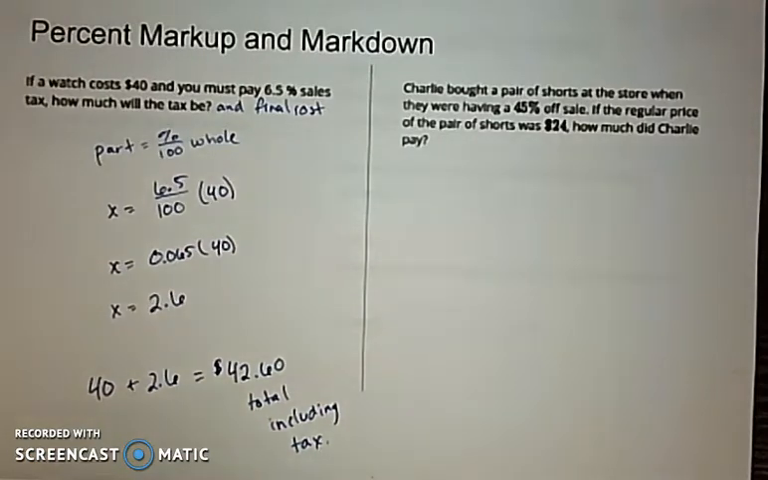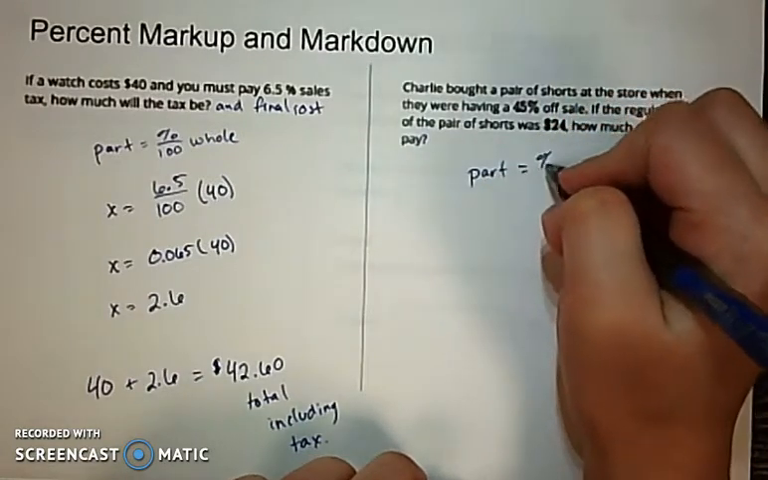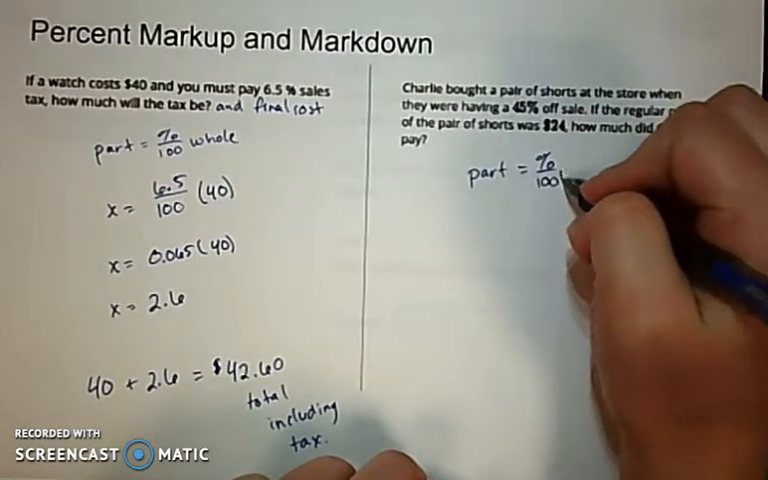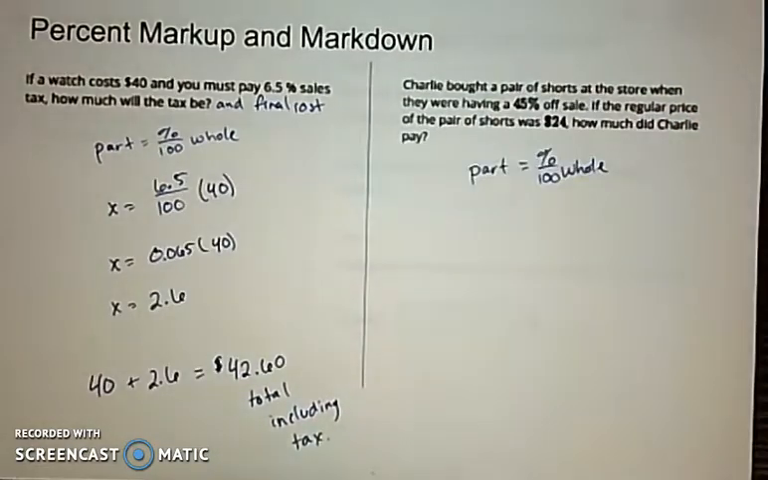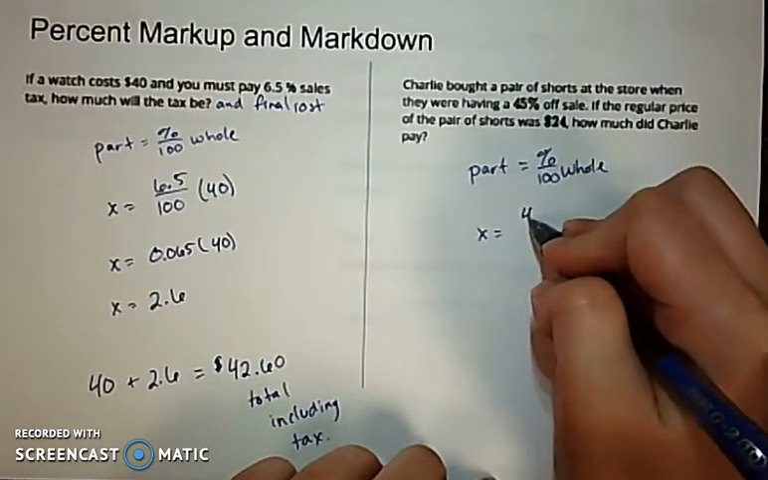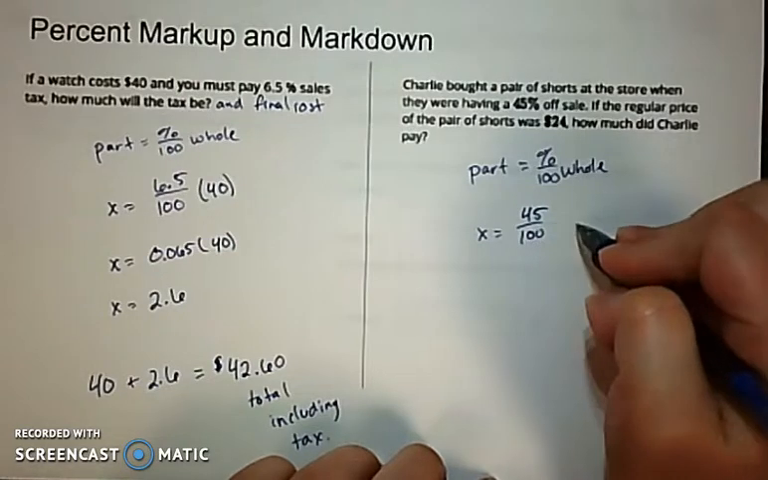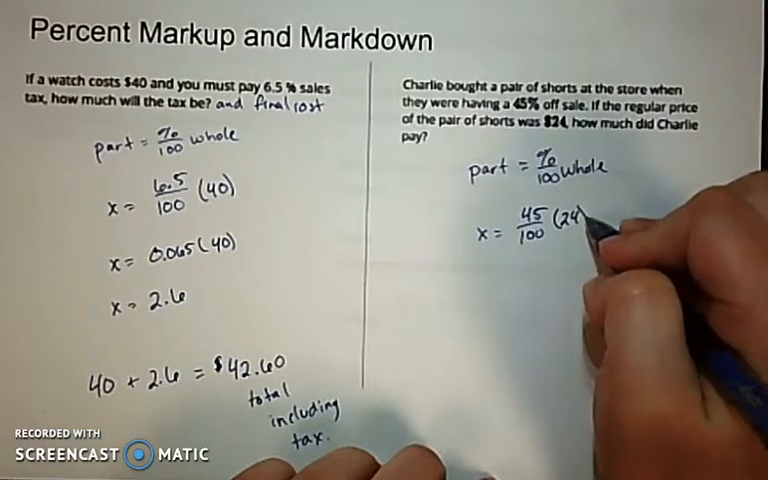Okay, now my next one here we have a discount. So again, we're going to start with our part equals percent over 100 times whole. It says Charlie bought a pair of shorts at a store when they were having a 45% off sale. If the regular price of a pair of shorts was $24, how much did Charlie pay? So I have x equals 45 over 100. And then my whole amount is my original price, which is going to be 24.